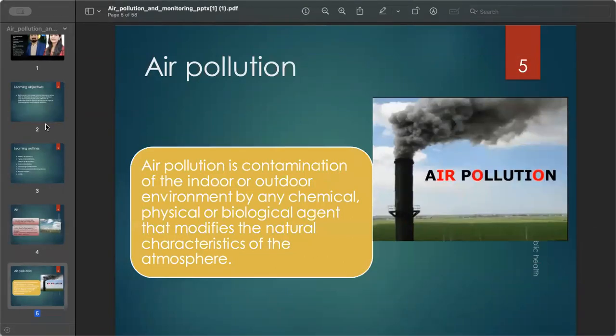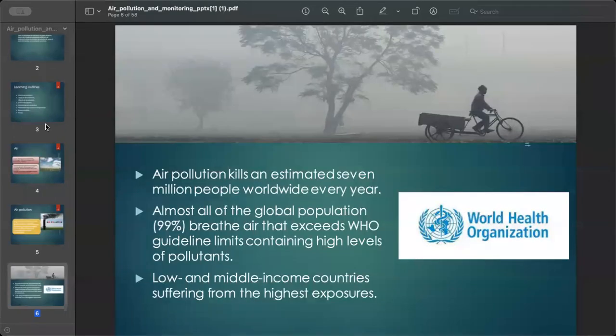Air pollution is contamination of indoor or outdoor environment by any chemical, physical, or biological agent that modifies the natural characteristic of the atmosphere. Air pollution kills an estimated 7 million people worldwide every year. Almost all of the global population, 99%, breathe air that exceeds WHO guideline limits, containing high level of pollutants. Low and middle income countries suffer from the highest exposure.